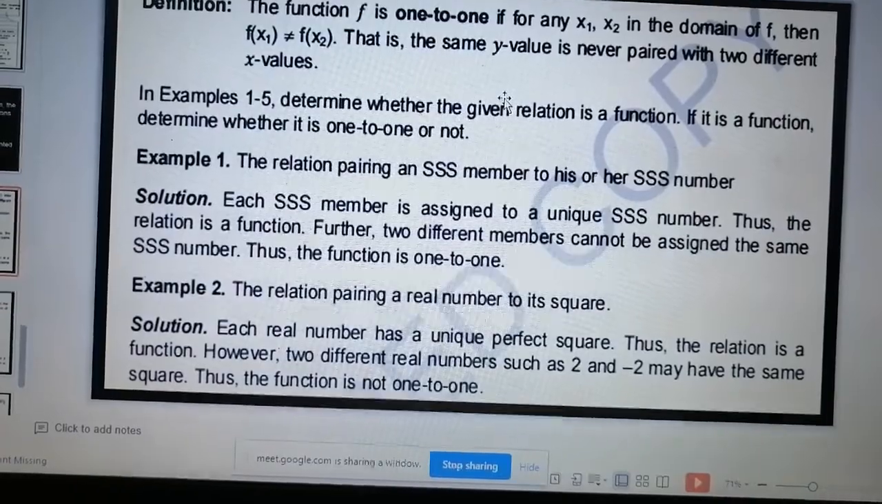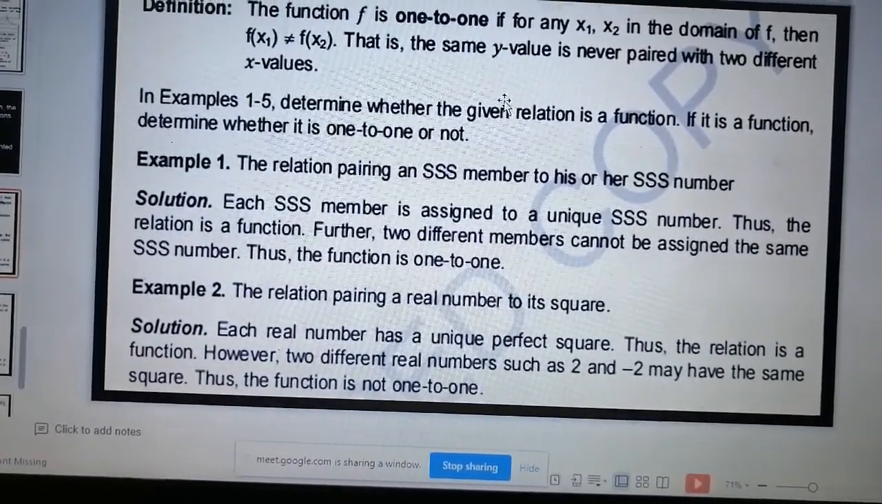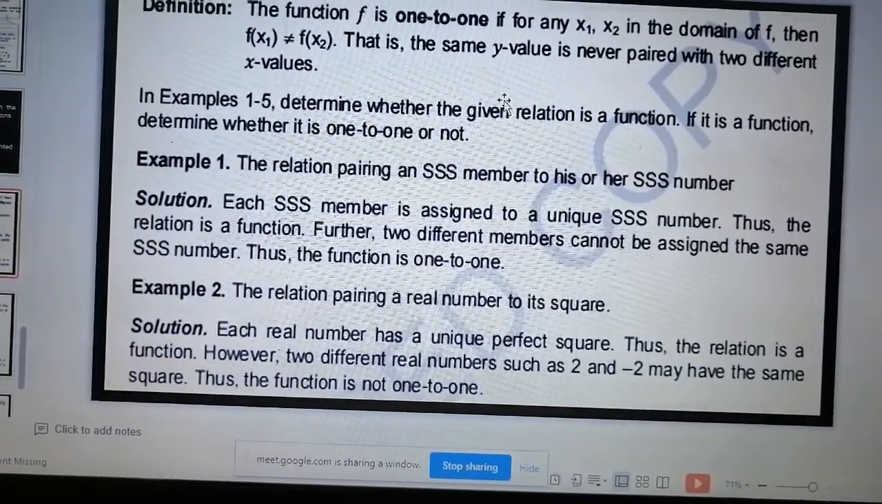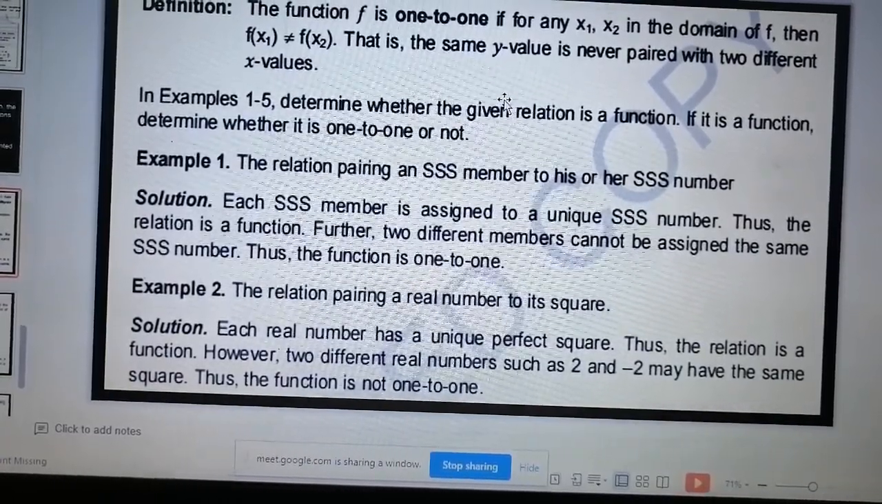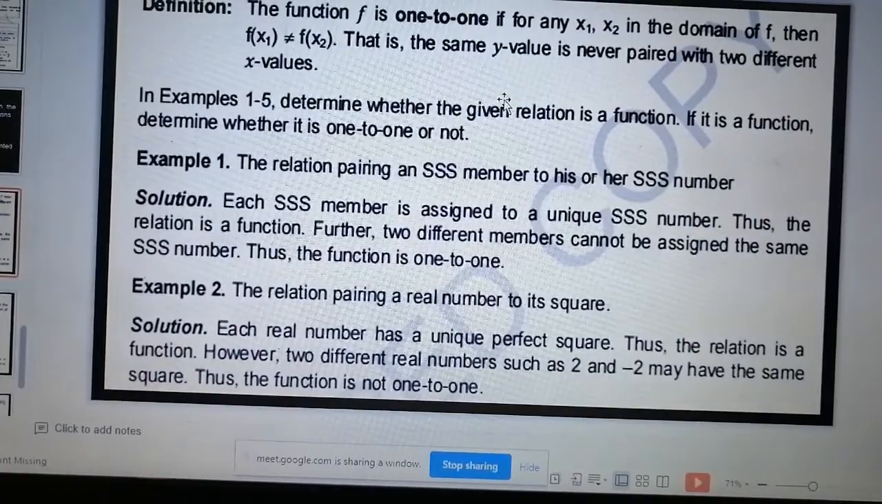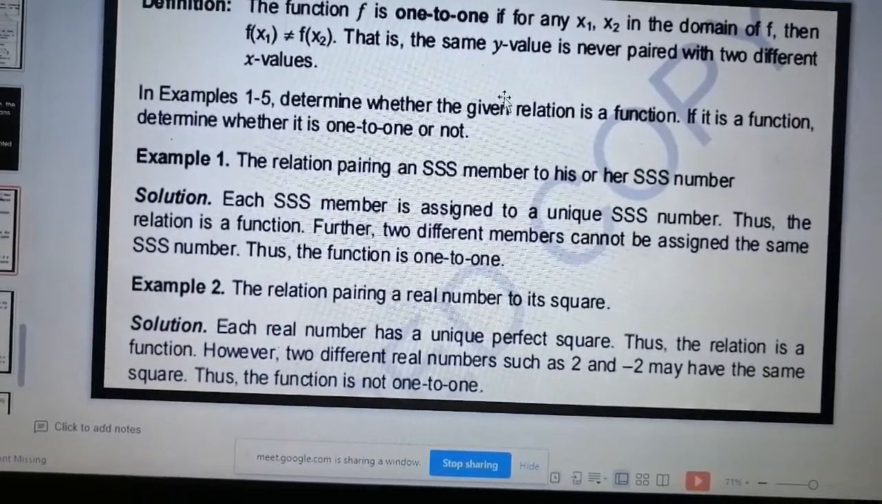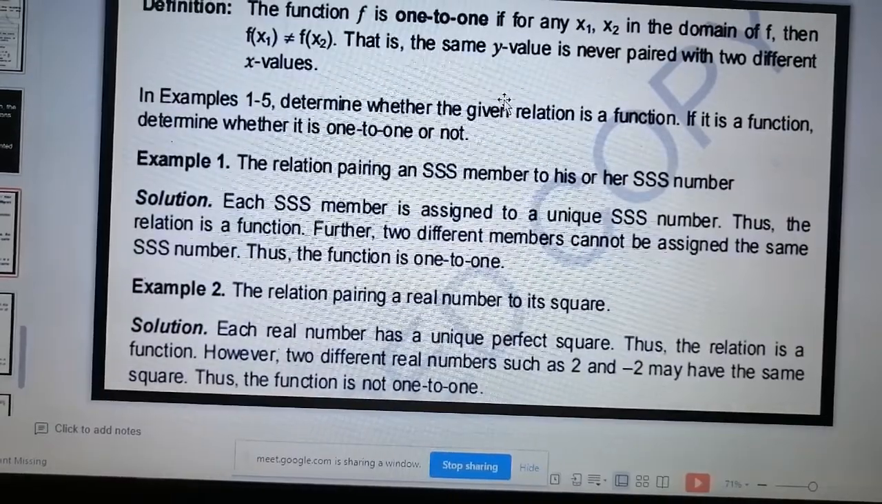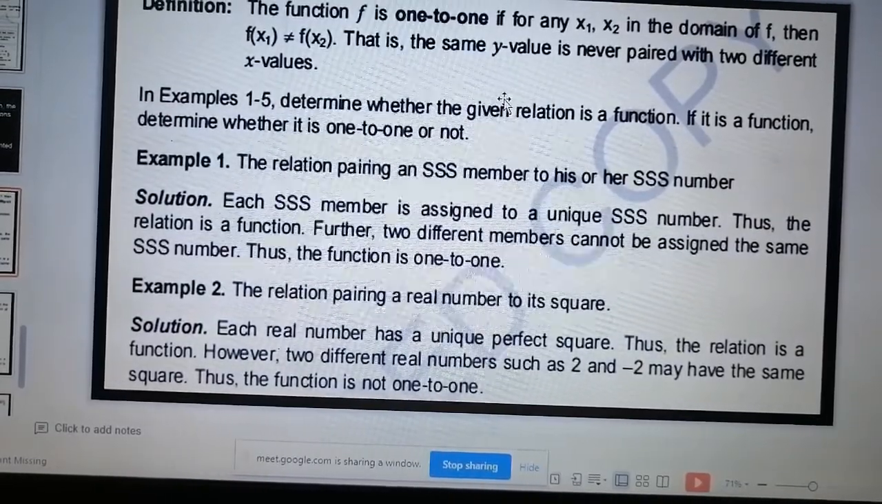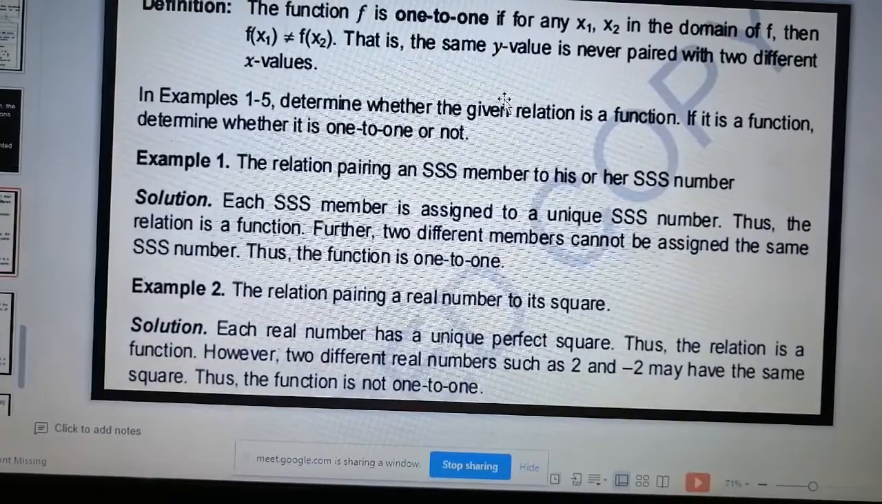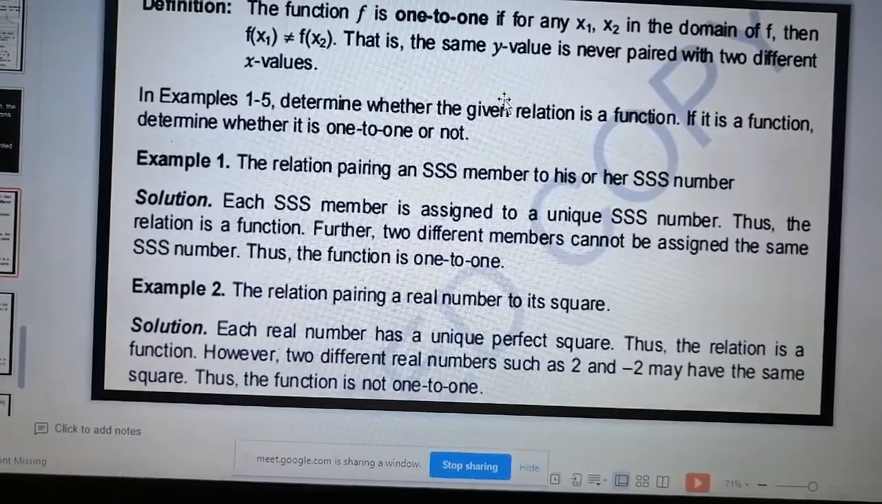Okay, definition of f is 1-to-1. If for any x sub 1 and x sub 2 in the domain of function, then f of x sub 1 is not equal to f of x sub 2. That is, the same y value is never paired with two different x values.